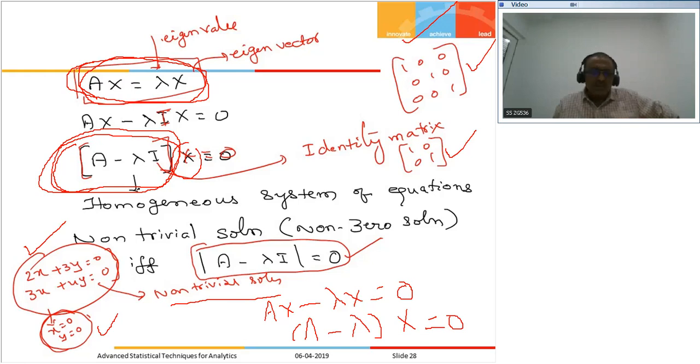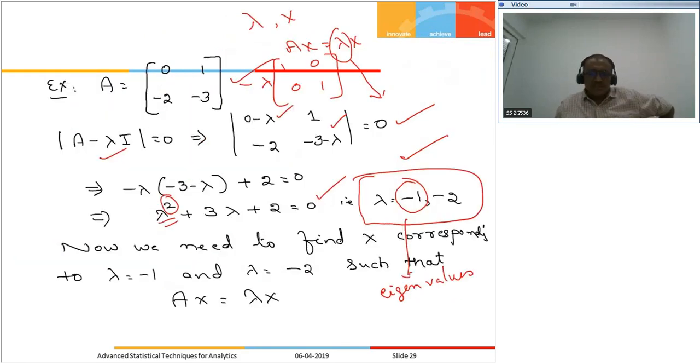Because nothing to do with this is always a guaranteed solution. The only thing we try to find is a non-zero solution. So this condition is applicable to find a non-zero solution. Now we'll see this example, but don't be scared if you are not able to follow this discussion.